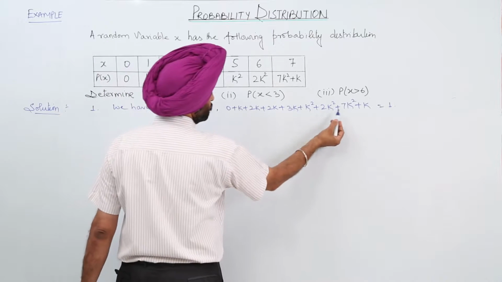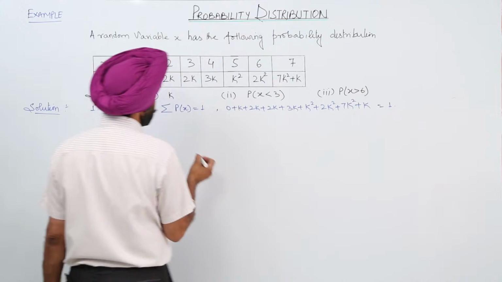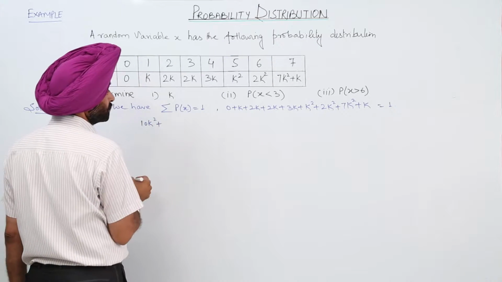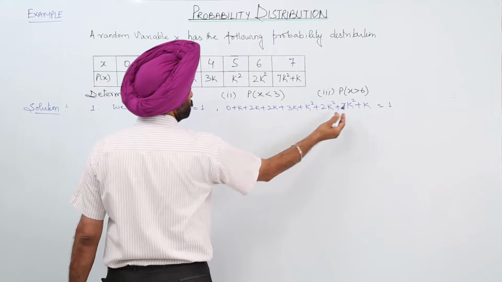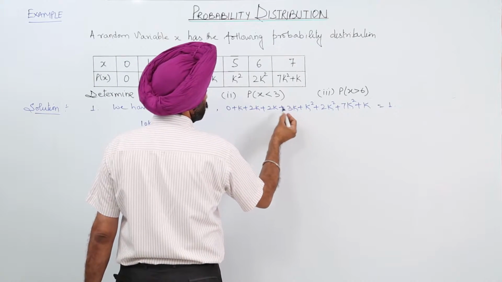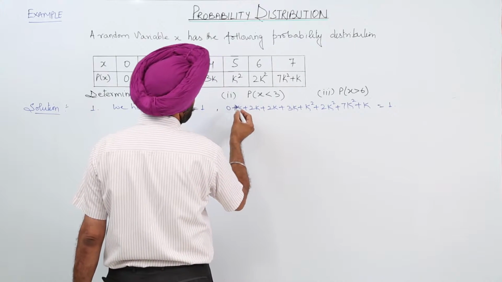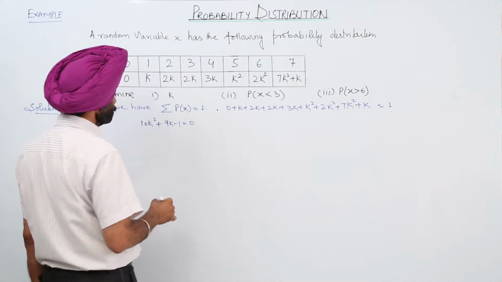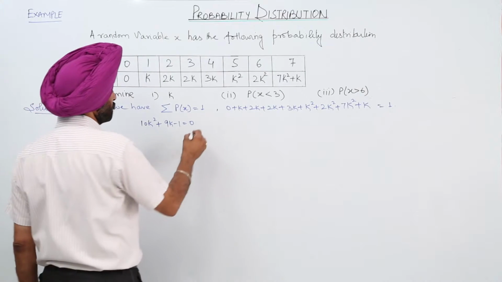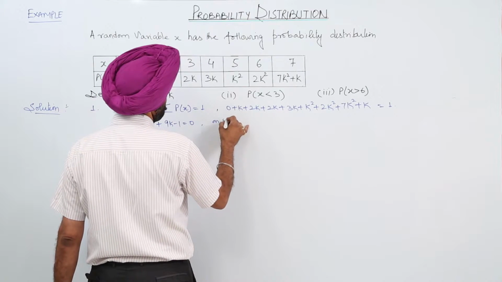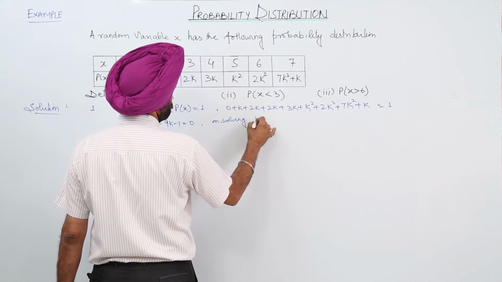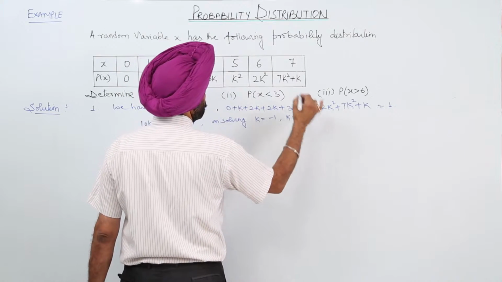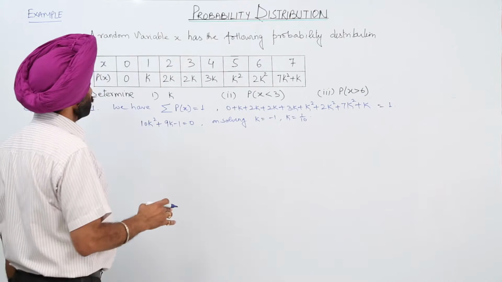Now, the k square terms become 7, 2 and 1, that is 10k square, plus we have the k terms, 1, 4, 6, 8 and 1, that is 9k, minus 1 equal to 0. A quadratic equation we are getting. On solving, we are getting k as minus 1 and k as 1 by 10.